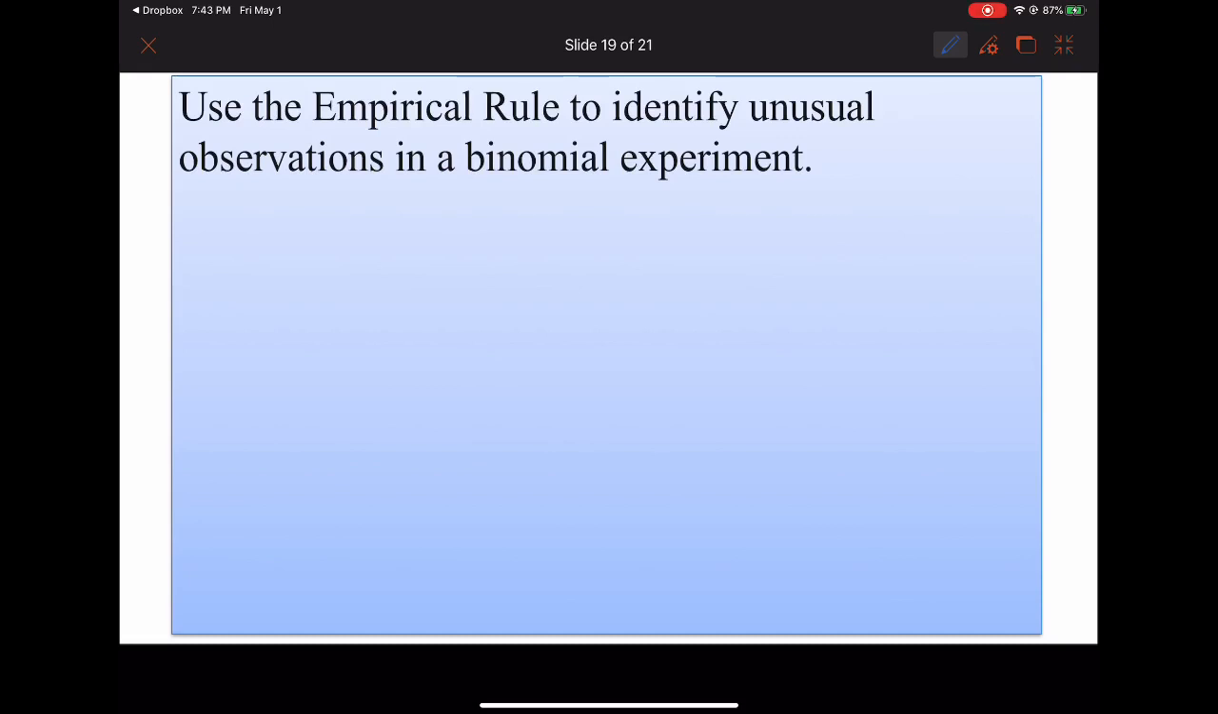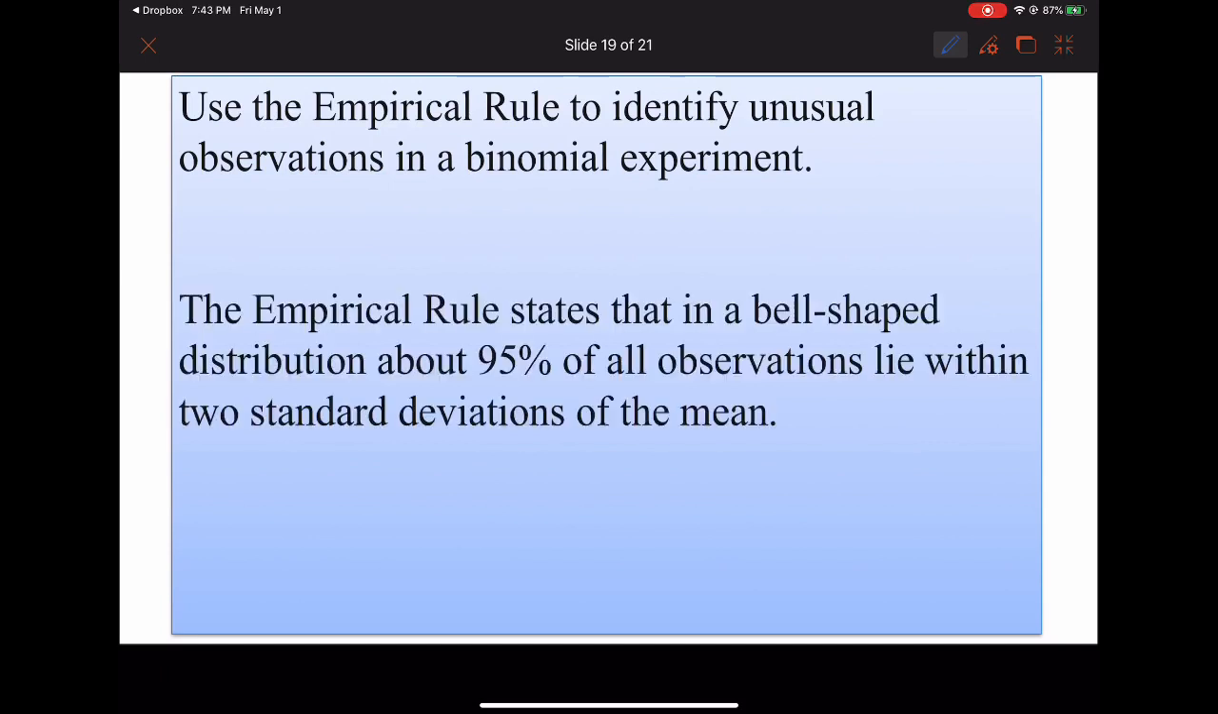So in order to use the empirical rule, we need our data to be bell-shaped, and that's one reason we check that. In order to identify unusual observations, we can use the empirical rule. Remember that 95% of all of our observations are within 2 standard deviations of the mean. We've been talking about this for a couple of weeks.